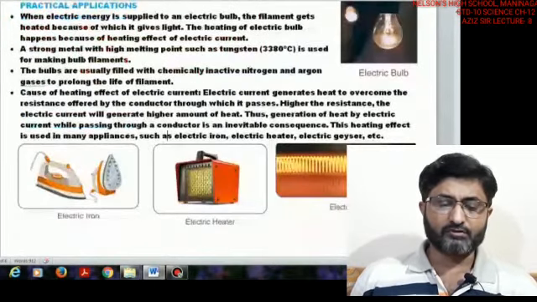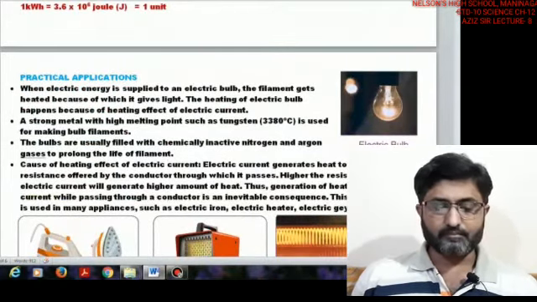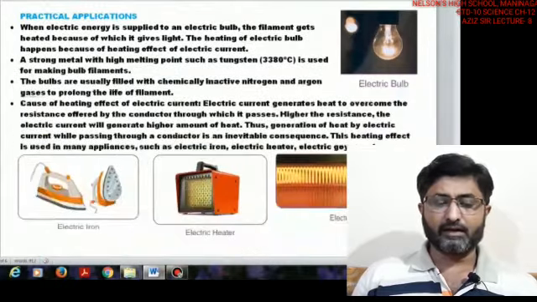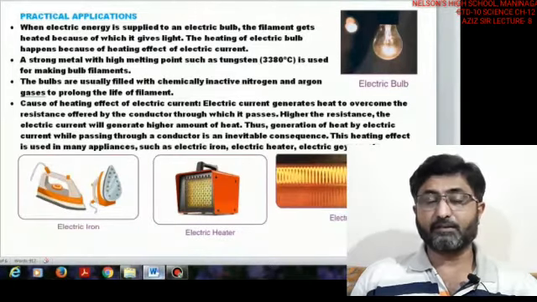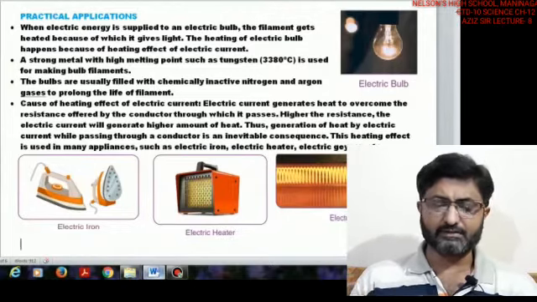Now, we will next move to the practical application. Practical applications: when electrical energy is supplied to an electrical bulb, the filament gets heated, because of which light is emitted.